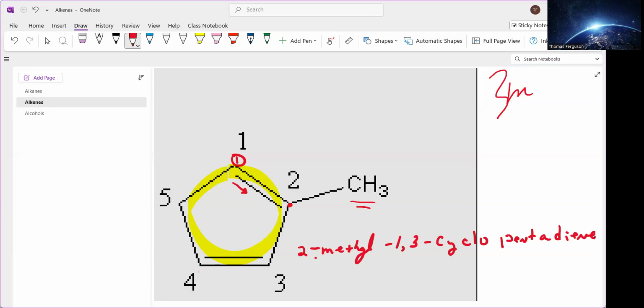Now, on the lab, it is going to be practice on going from a name to a structure, to a name. On the test, you're going to have the same kind of deal: name, structure, and then.